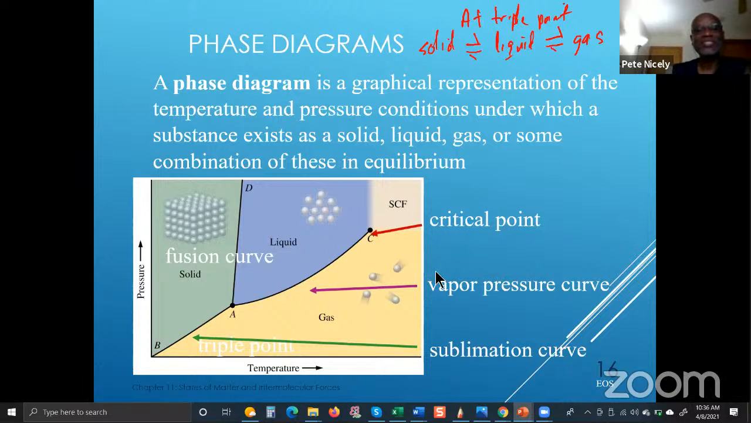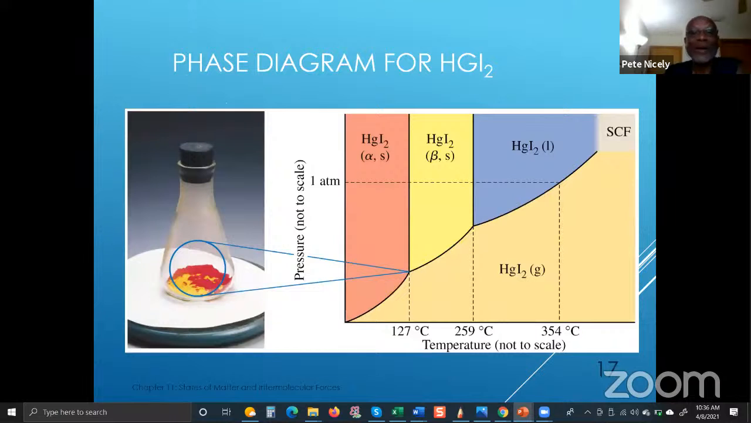Now, this diagram that you see here is true for most substances, but for other substances, you might see some slight or in some cases, some drastic variations to this general diagram. So here's one example. In the case of mercury II iodide, you have two different solid states, one that's called alpha and one that's called beta, all right? So these are both solid, but the arrangement of the ions in these structures would be different.